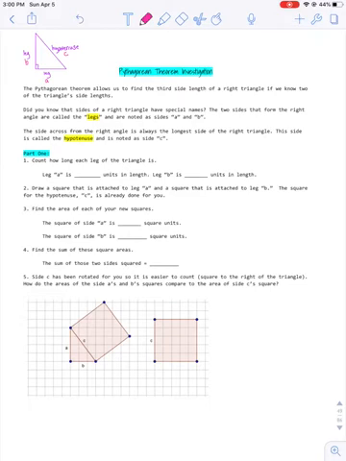Hey everyone, we're going to do an investigation about the Pythagorean Theorem today. We'll learn what it's used for, what the point of it is, how it works, and try some problems out.